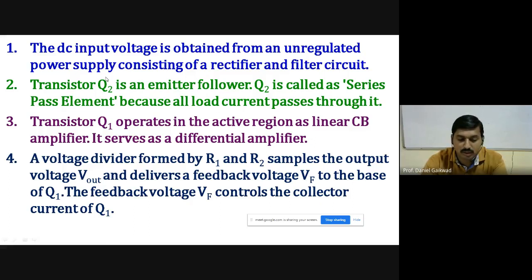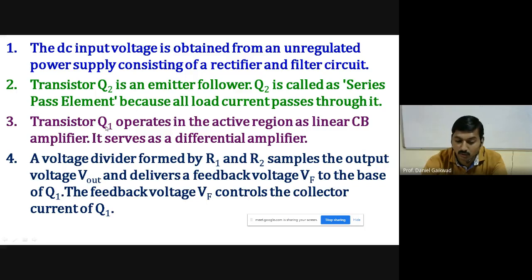So in this circuit Q2 acts as an emitter follower, or Q2 is simply called the series pass element, meaning it will pass the current. It is called the series pass element because all the load current passes through it. So it acts as a series resistance, for example, as in the Zener diode where we have a series resistance. That type of series pass element is what Q2 acts as. Okay. Now third, transistor Q1 operates in the active region.